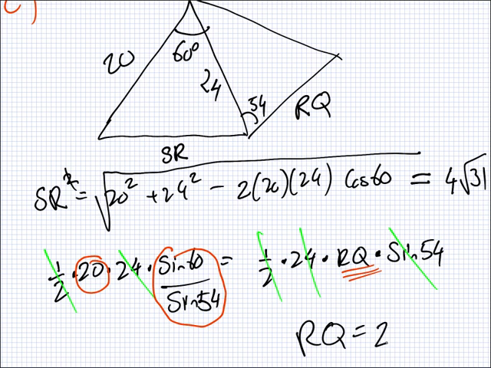What is it? 21.4. Sine 60 over sine 54 times 20? I got 10.9. What mode is your calculator in? It's 21.4, but it depends on how you round. Well, if we round the correct way, what is it? 21.4. No, this is correct for the exam.